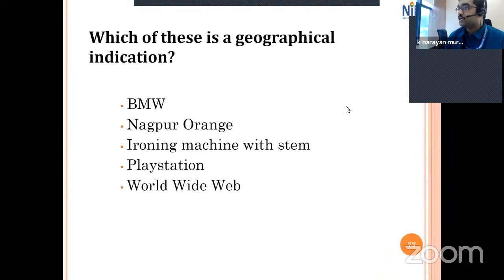Which of these is a geography indication? Geography indication is as a group of people had come and, yeah, Nagpur orange, yes. Aishwarya, Sneha, the answer is Nagpur orange, yes, right answer.